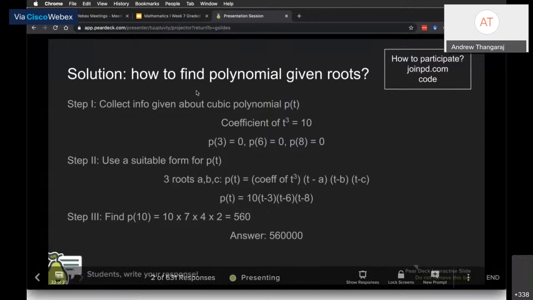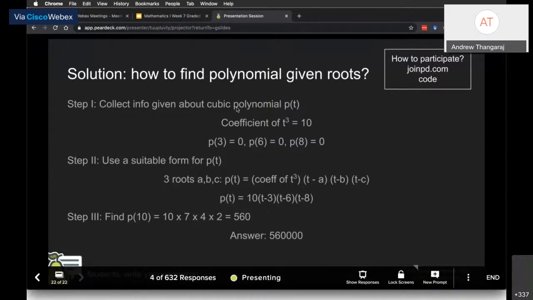So let me just go through the 3 steps. In the first step, you collect all the information you know about the cubic polynomial P of t, which represents the profit of that company. The leading coefficient, the coefficient of t cube, is given, that's 10. And what's given is at t equals 3, P of 3 is 0, P of 6 is 0, P of 8 is 0. So you have roots 3, 6, 8.